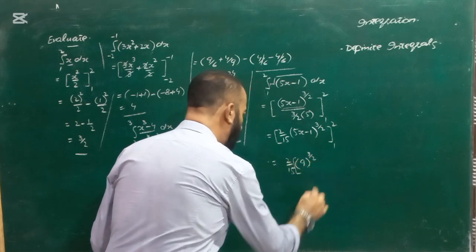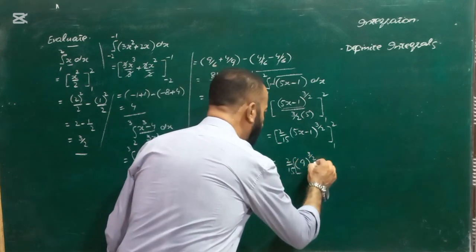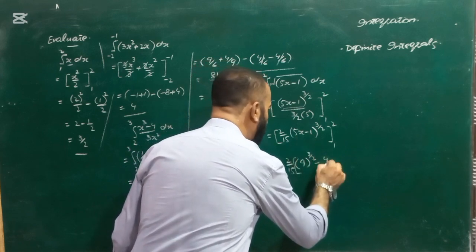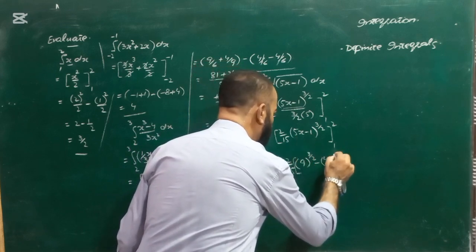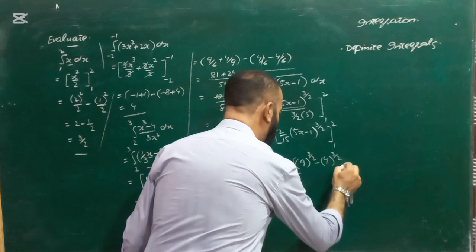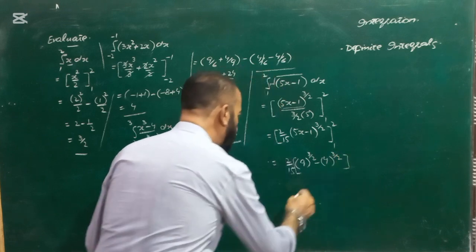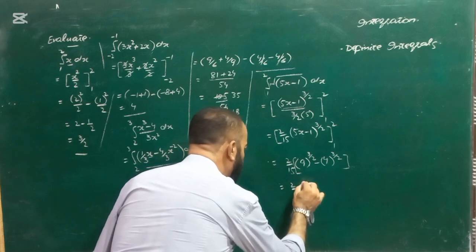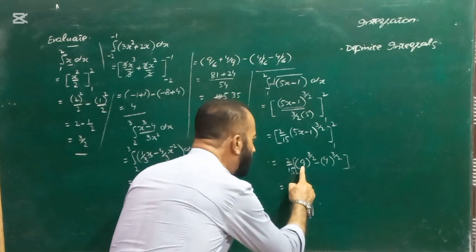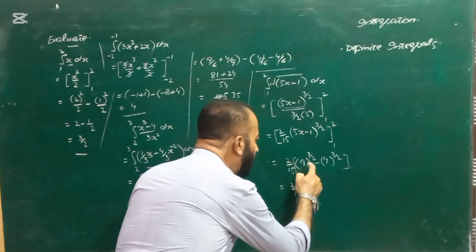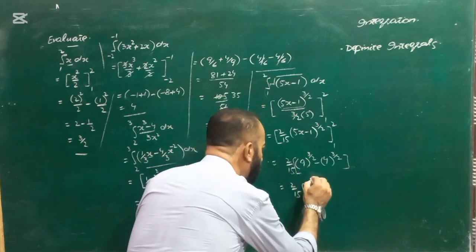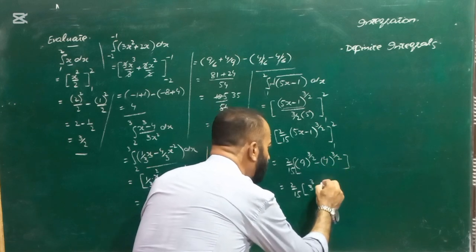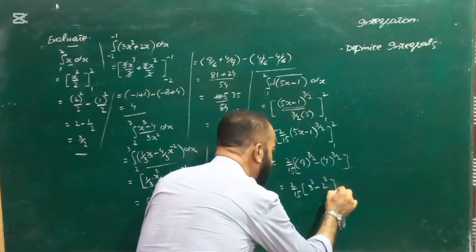Upper limit has been applied. Now minus lower limit. So 5 ones are 5, minus 1, 4 raised to the power 3 by 2. So the limit is applied. Now simplify it. So 2 by 15 is still there. 9 is actually 3 raised to power 2. 2 will be cancelled, so it will be 3 raised to power 3. Minus, this is 2 raised to power 2. 2 will be cancelled, so it is 2 raised to power 3.